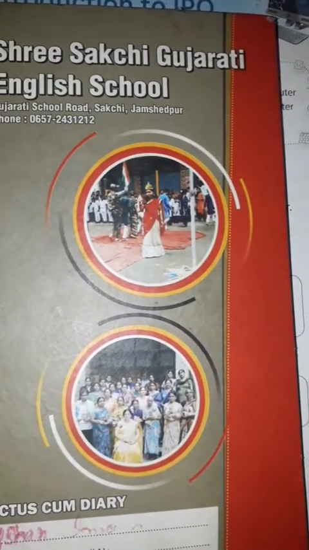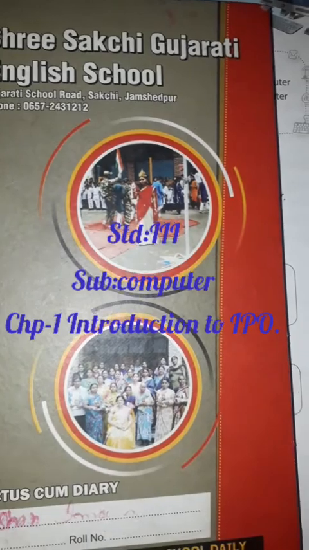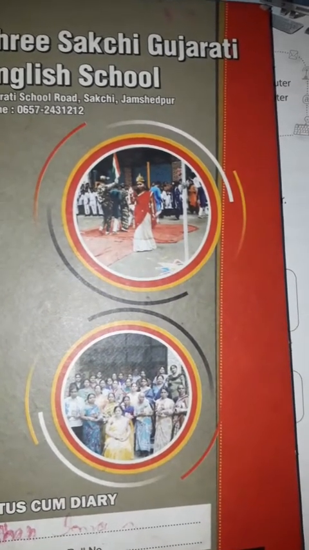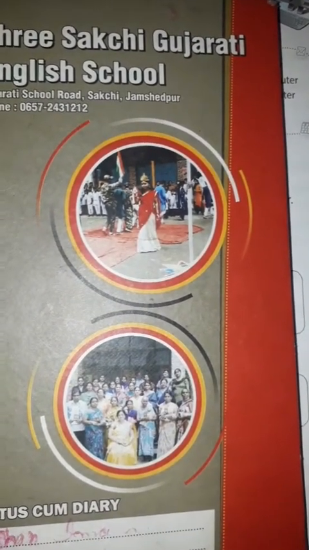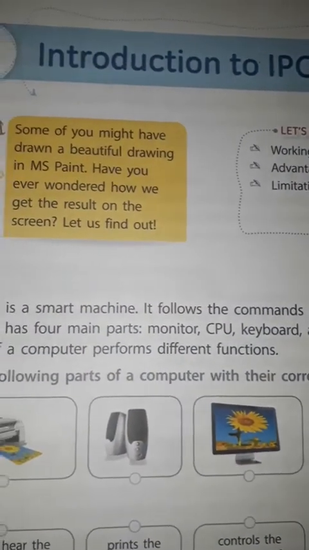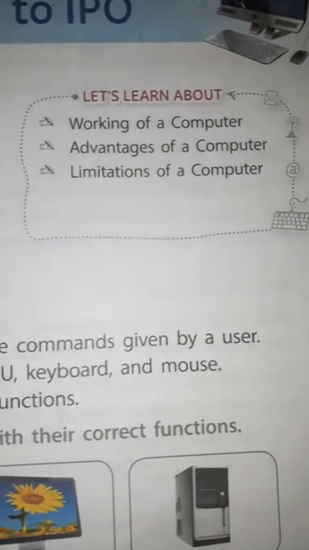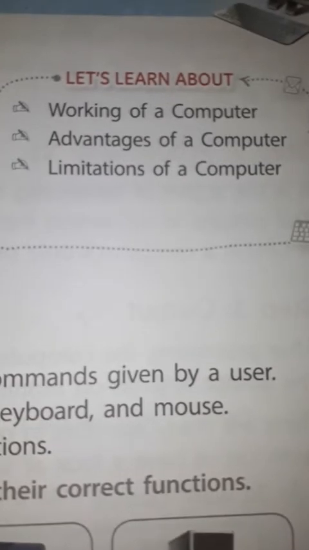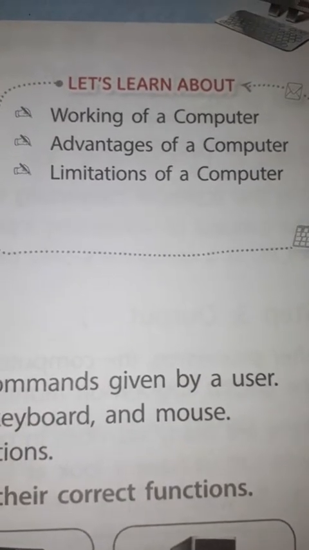Children, as you know that we are taking our online classes. So today we are going to start our first chapter of computer, that is Introduction to IPO. Children, in this lesson you will learn the working of a computer, advantages of a computer and limitations of a computer.